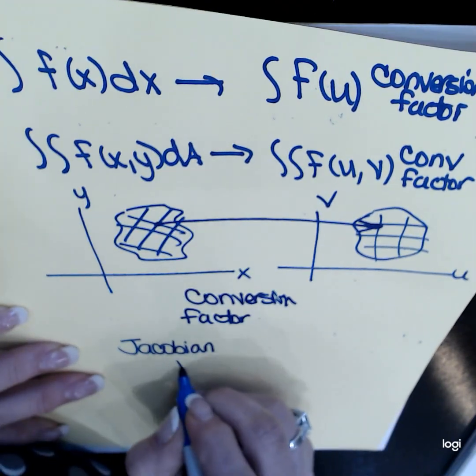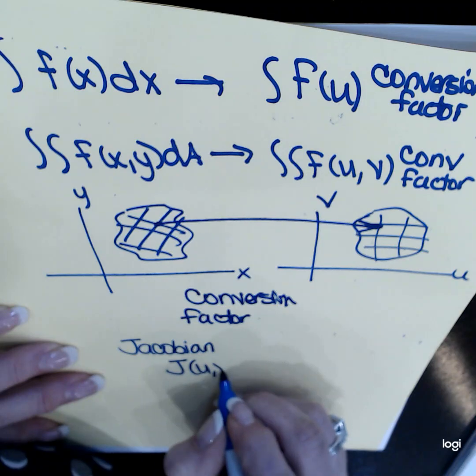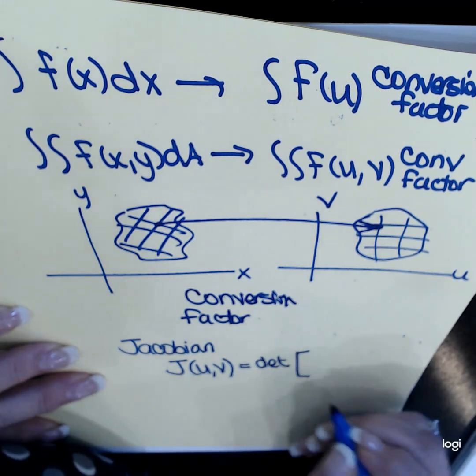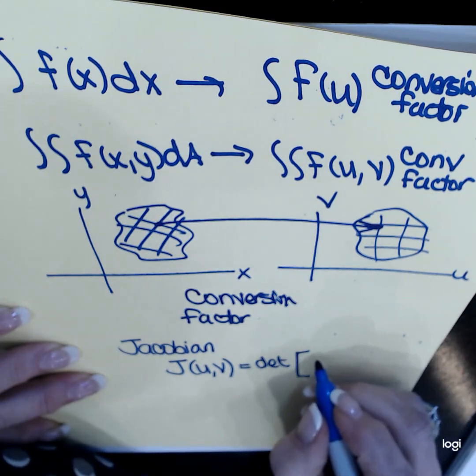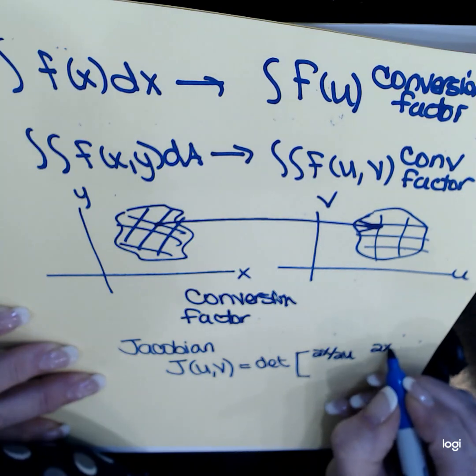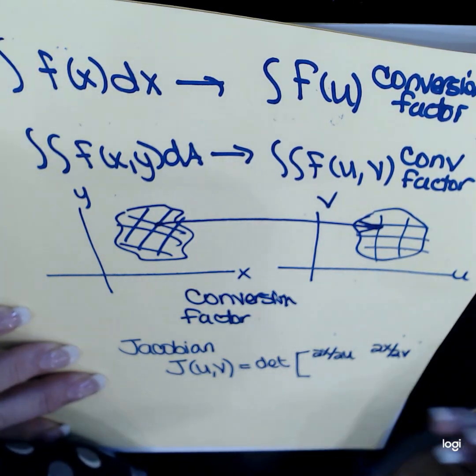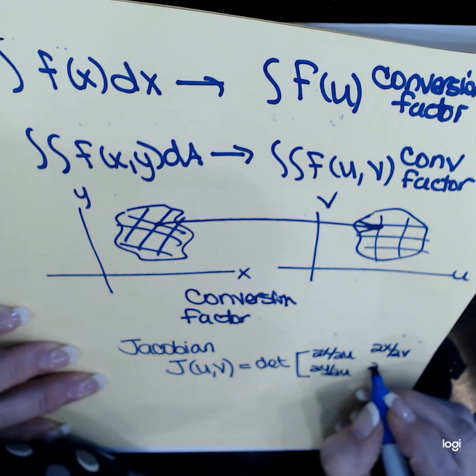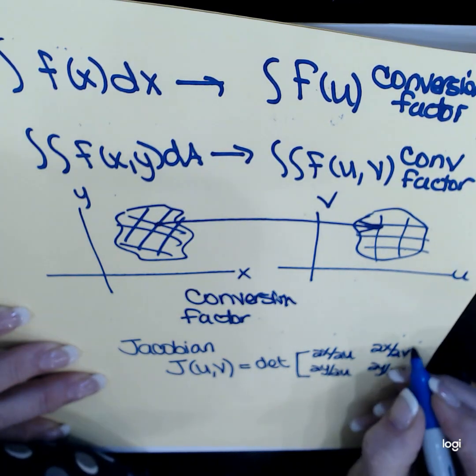And the Jacobian of U and V will be the determinant of the matrix, which has across the first row the partial of x with respect to U, partial of x with respect to V, and then across the second row the partial of y with respect to U, partial of y with respect to V.